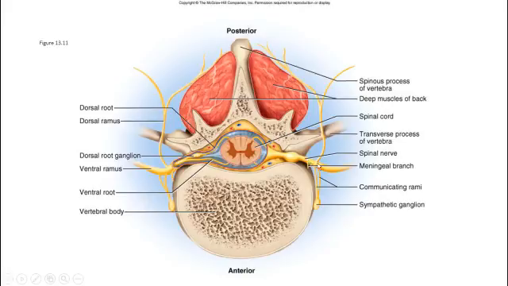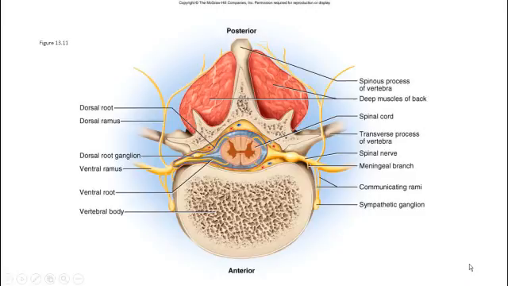Here we get to the point where we're branching off. Let me go on this side where it's actually labeled. Here's the dorsal ramus branching off, and that's going to innervate the muscles of the back, and some are going to innervate the skin, because remember, there are both motor and sensory axons in there. And then the ventral ramus is branching off here. Since we're in the lumbar area, it's going to innervate muscles and skin of the lower extremity.